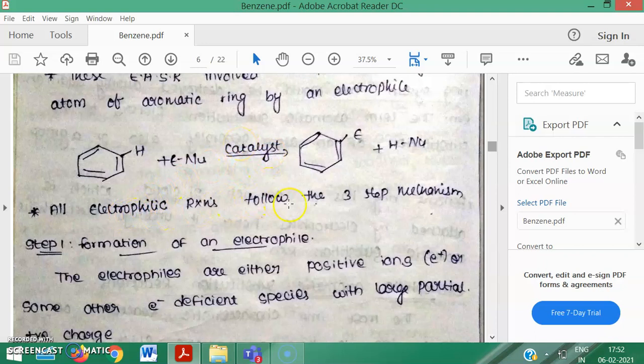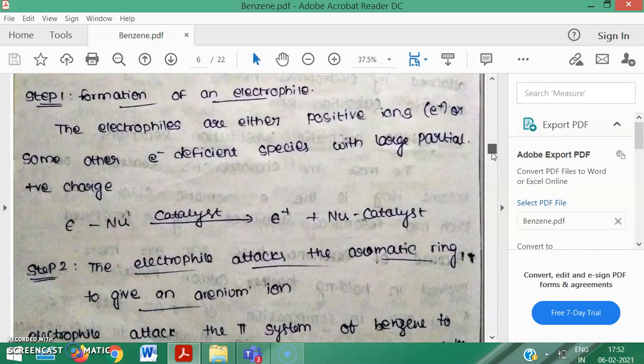All electrophilic reactions follow a three step mechanism. Step 1 is formation of an electrophile. The electrophiles are either positive ions or some other electron deficient species with a large partial positive charge. That means electrophiles are electron deficient atoms, and that can be developed by the first step.